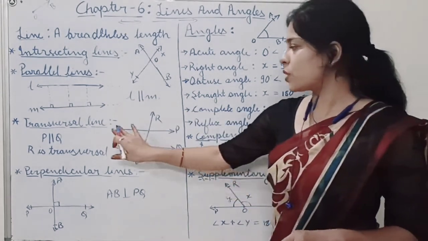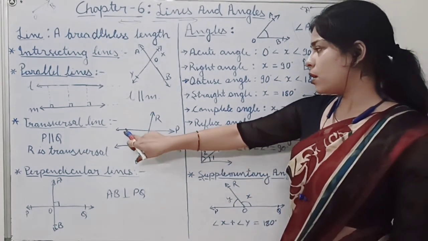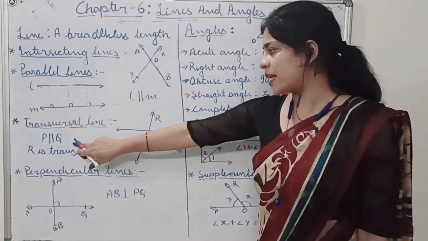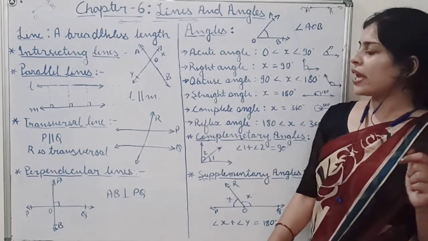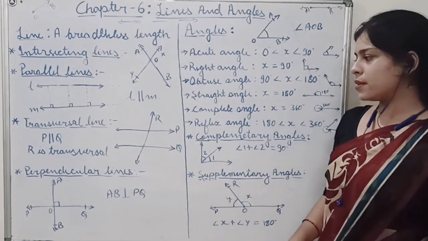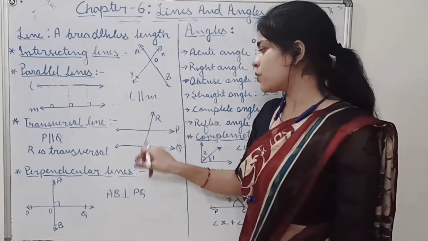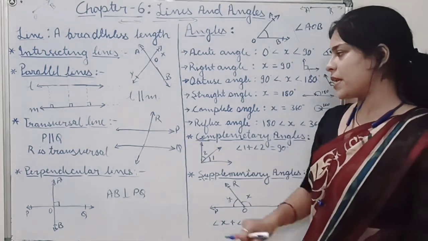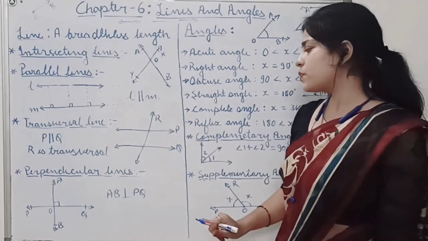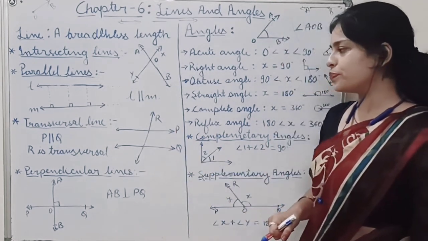The third is the transversal line. Suppose we have two parallel lines. P and Q are parallel lines, P is parallel to Q. And there is one more line which is falling over these two lines, intersecting the two lines. Then this third line will be called a transversal to the parallel lines P and Q. Line R is a transversal to the two parallel lines P and Q.